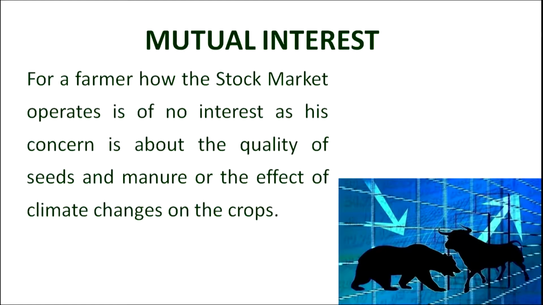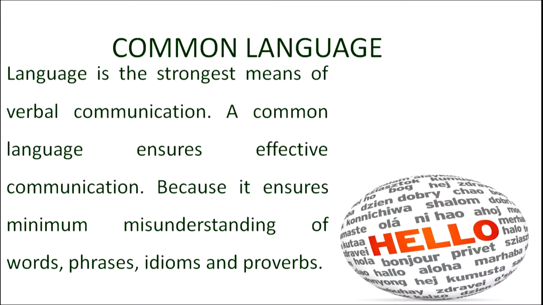For a farmer, how the stock market operates is of no interest, as his concern is about the quality of seeds and the manure or the effect of climate changes on the crops. Another important feature of effective communication is a common language. That means when we are interacting with the other person, the language has to be common. It is the strongest means of verbal communication. A common language ensures effective communication because it ensures minimum misunderstanding of words, phrases, idioms and proverbs.